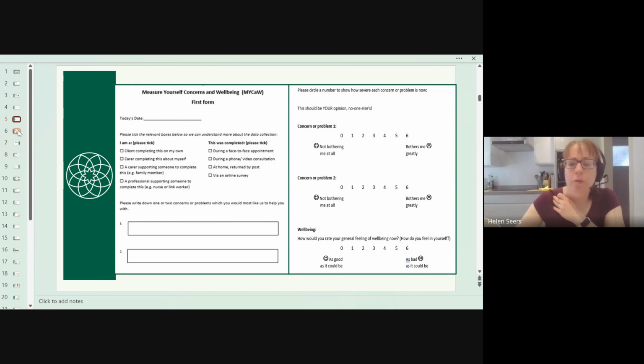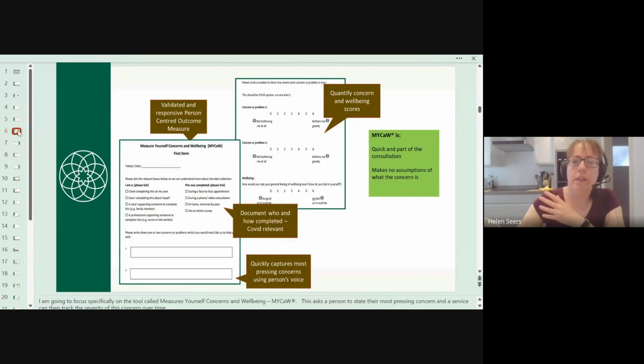So it's a short tool, but it's quite cool because it allows you to collect qualitative data, which is the written bit, and the number data, the quantitative data. So you can get people to say really what matters to them, get that really unique data, and then get the quantifying scores in terms of how it bothers them at that time point. And then you can follow them up to see how that changes over time. People like the tool because it's quick and can be part of a conversation, and it flows quite nicely.